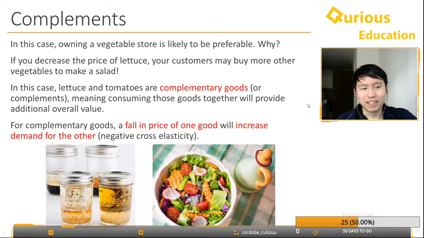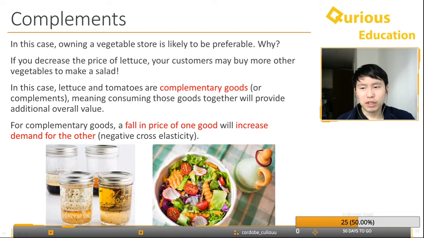Actually, in this case, you would rather own a vegetable store. Why is that? If you decrease the price of one of your products in a vegetable store, such as lettuce, then people would buy more lettuce, right? And as a result, they might buy more other vegetables if they're making a salad or something. So you can see that the vegetables you're selling are complements to each other. If you've got vegetables and tomatoes in the same salad, the overall value of your salad would increase.